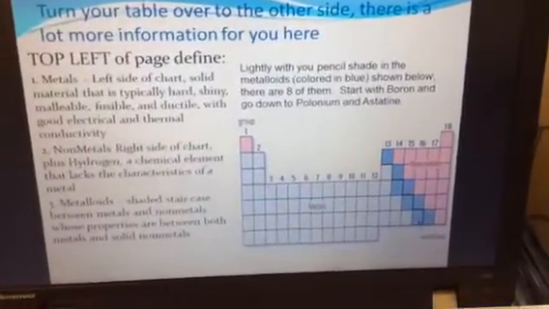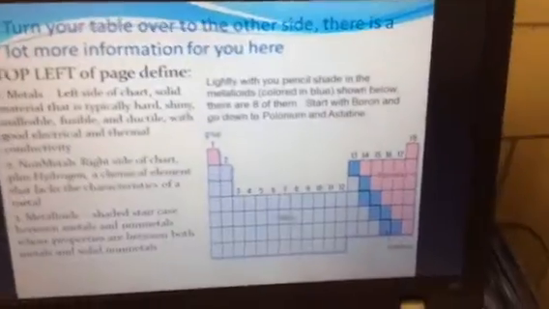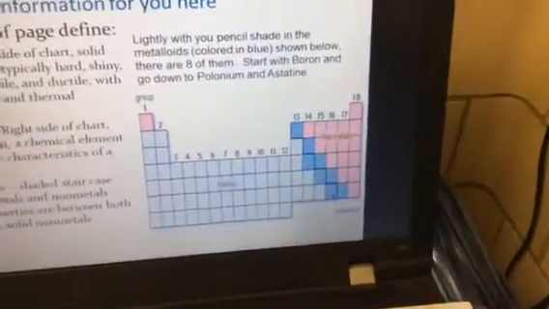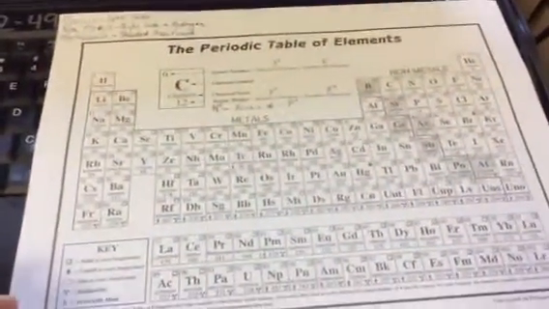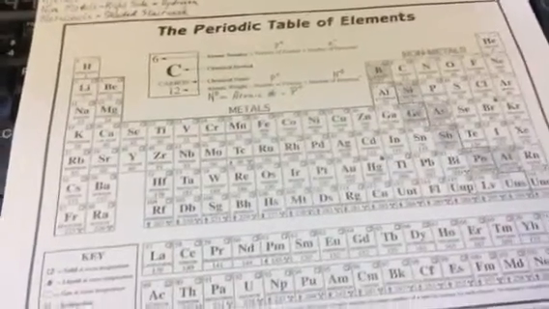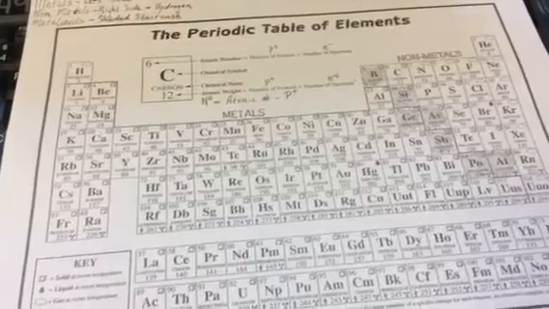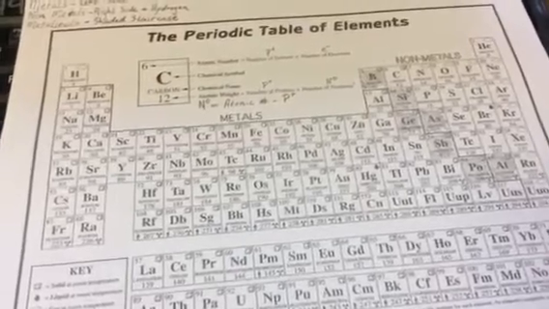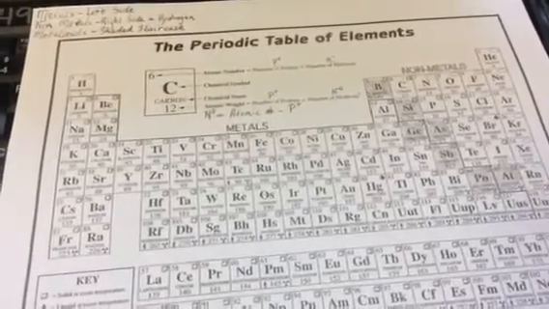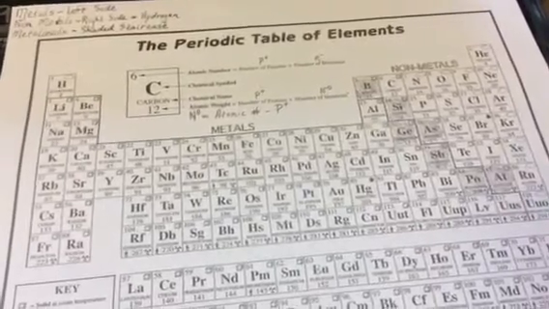Once you have that completed, like I said, you're going to turn your paper over. There's a lot more information on the other side. This has your atomic mass or weight rounded for you, atomic number, protons, electrons, neutrons, and how to find those in the top middle.